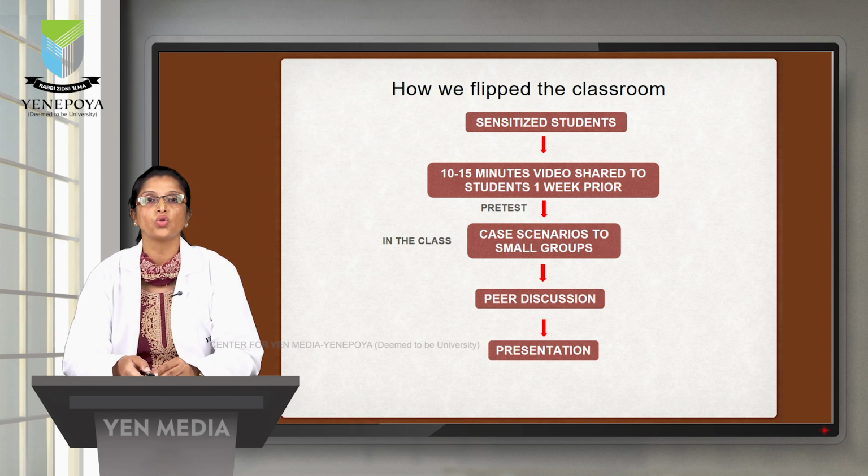Following this, each group was asked to do a presentation of the case given to them. They presented their case and also the solution for the problem. The anatomical basis for each of these cases was discussed. Finally, a post-test was conducted and feedback was also collected from the students, asking them how this method helped them to understand the concepts.